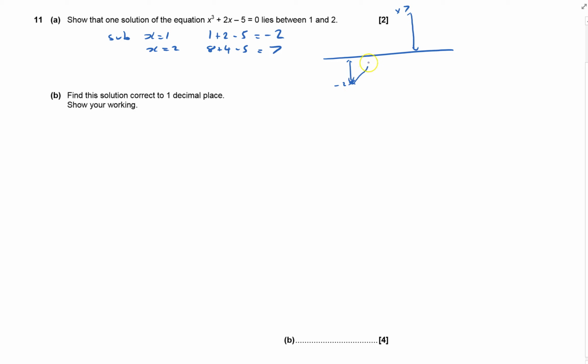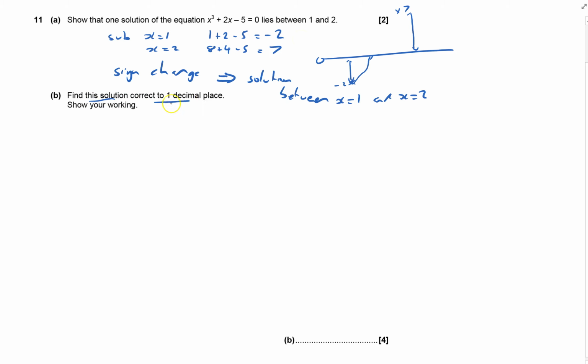If it's going from here to here, it has to cross through this line, and that was 0 in terms of our number line. So there's a sign change from negative to positive, therefore a solution between x equals 1 and x equals 2. But you've got quite a lot just for substituting those in.